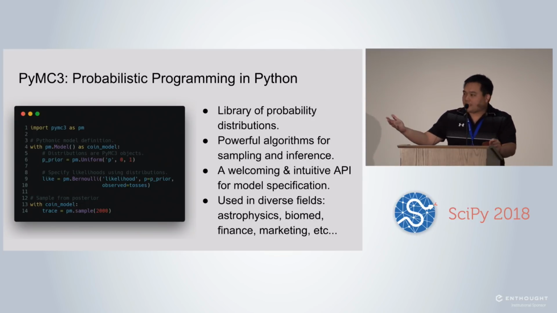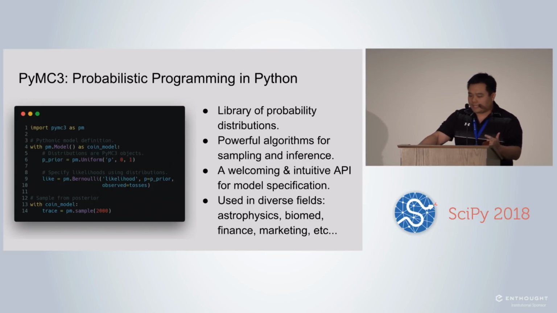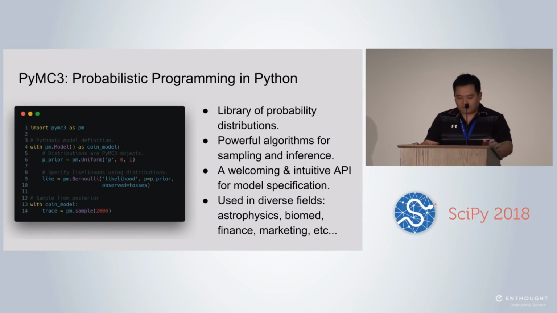And a probabilistic programming language provides a library of probability distributions, sampling algorithms, and syntax to glue it together. And there's been a lot of use in it in a wide variety of fields: marketing, finance, astrophysics, biomed. Where you need to do statistical modeling, PyMC3 can come in handy.